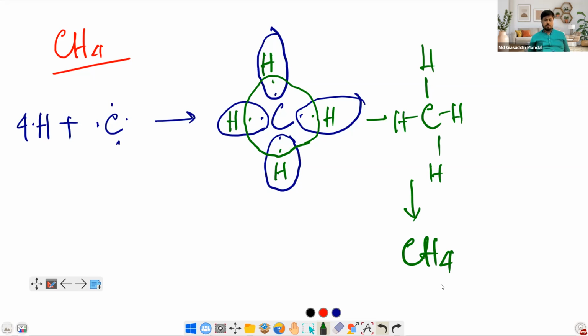Then how many lone pairs are there? How many lone pairs are there? 0, because there is no electron left here. Is it not? Carbon has only 4 electrons in its outermost shell, so 2 and 4. All the 4 electrons are utilized here, so there are no lone pairs of electrons, and no single electron is left here. And in case of hydrogen, there is only 1 electron, so there is no way of leaving any electron in the hydrogen atom.